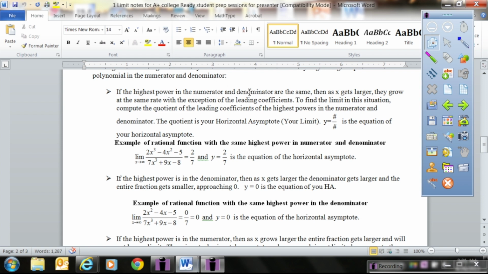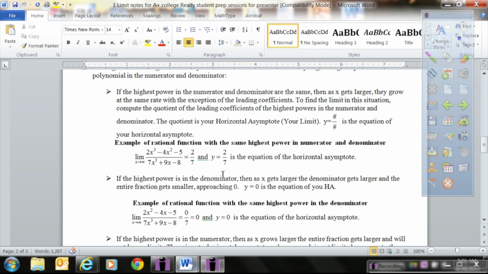If the highest power in the numerator and denominator are the same, then as x gets larger, they grow at the same rate with the exception of the leading coefficient. So in that case, to find the limit, you just find the quotient of the leading coefficients. So if you have the highest power in the top and bottom, the quotient of your coefficients is your answer. For example, here I see this rational function. I'm going to infinity. So the top and bottom are going to get large by the same amount except for the 2 and the 7. And so that is the actual limit.